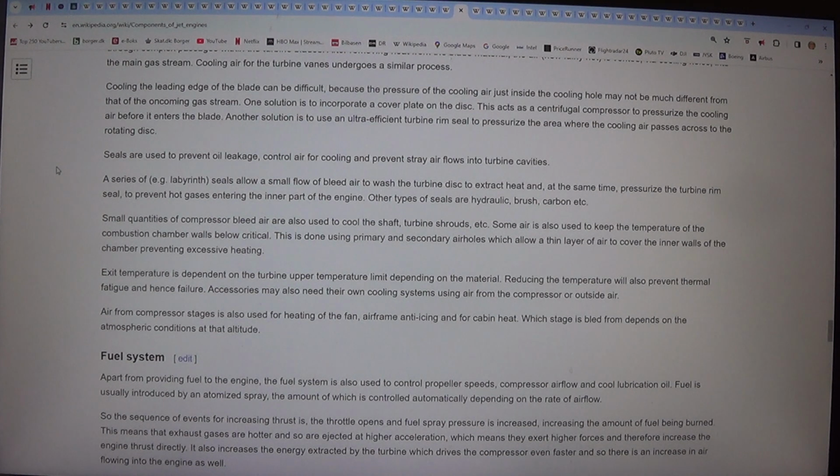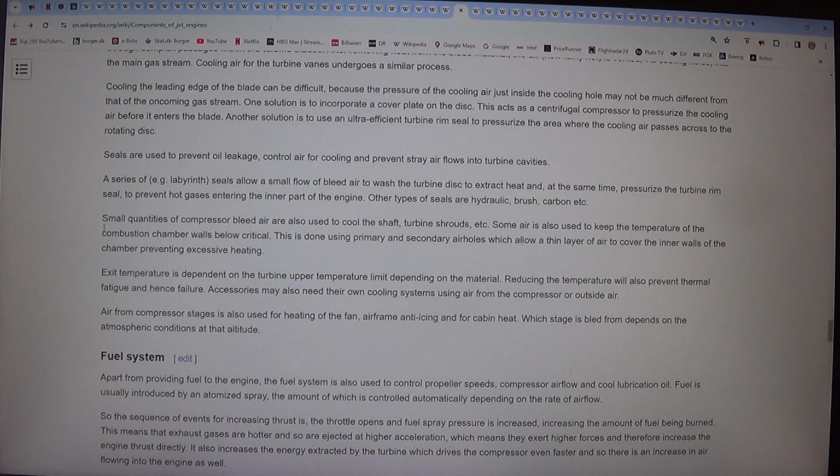Small quantities of compressor bleed air are also used to cool the shaft, turbine shrouds, etc. Some air is also used to keep the temperature of the combustion chamber walls below critical. This is done using primary and secondary air holes which allow a thin layer of air to cover the inner walls of the chamber, preventing excessive heating.